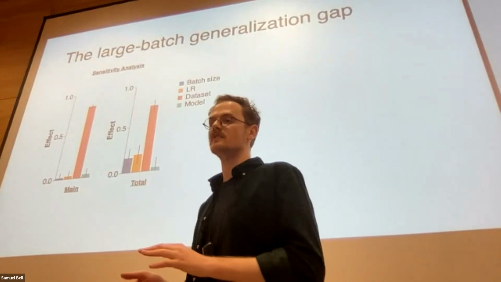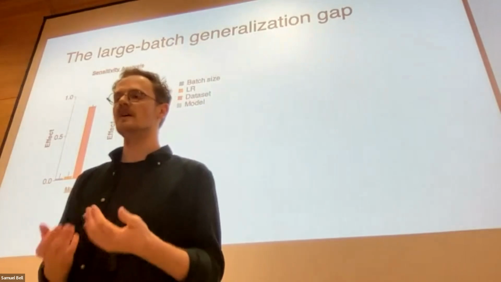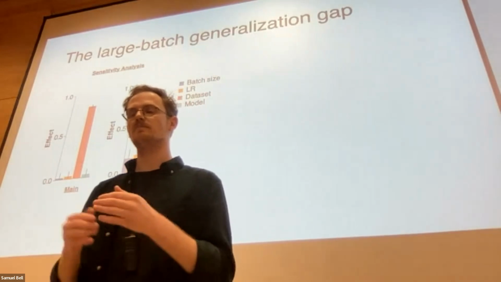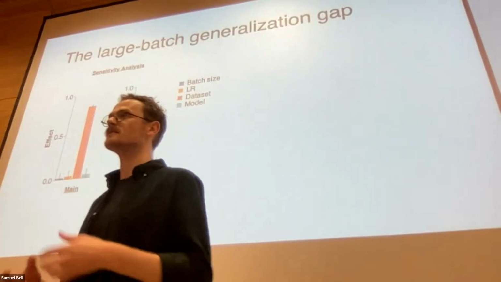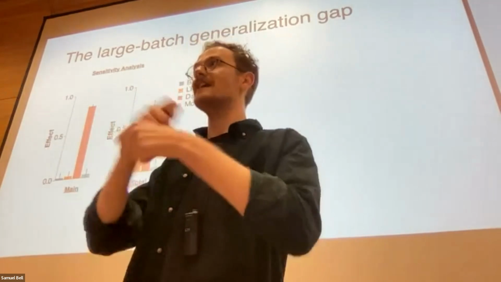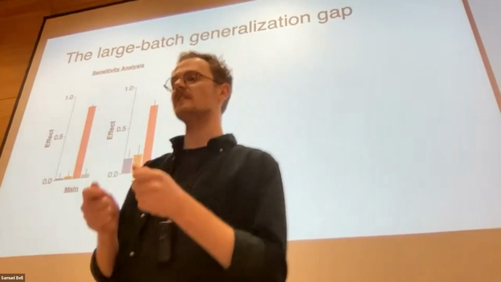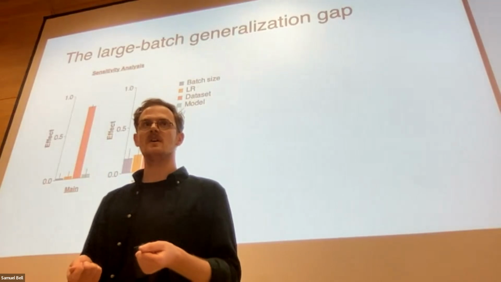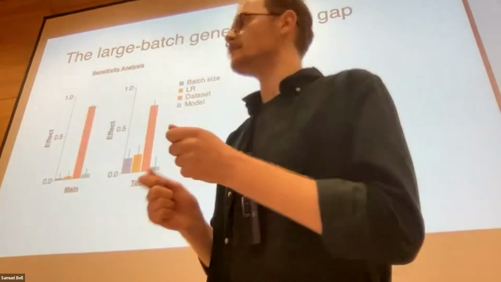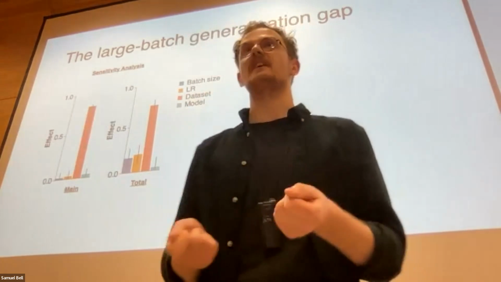But putting that to one side, you'll see that there's maybe a very marginal main effect of batch size, learning rate, and model, right? But if you compare that with the total effect, that's the effect of every parameter in combination, their interaction with each other, you see that suddenly batch size and learning rate jump up. And we interpret that as evidence that between batch size and learning rate, there's an interaction effect on test accuracy.